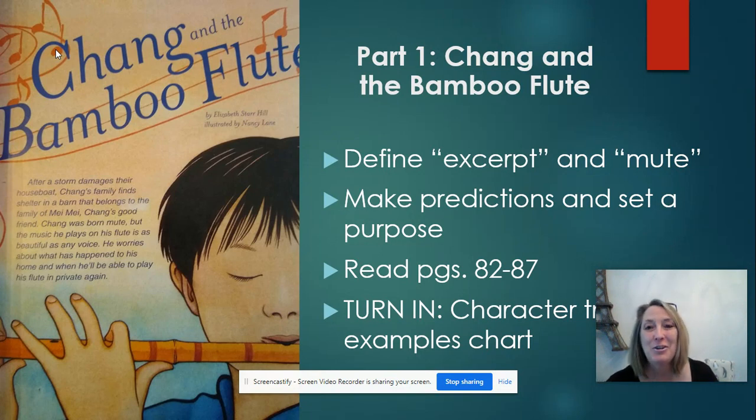All right, let's get started with part one of Chang and the Bamboo Flute. So I'm going to read just an introduction, and then we're going to talk about what you need to take care of this week for reading.